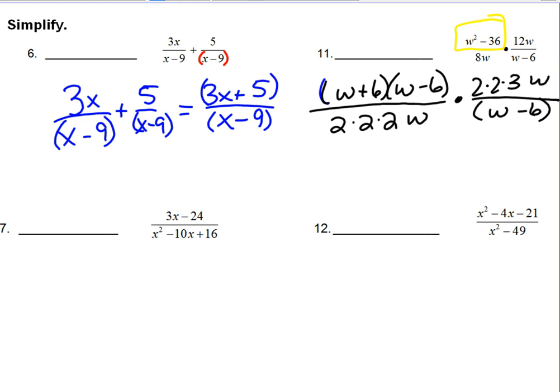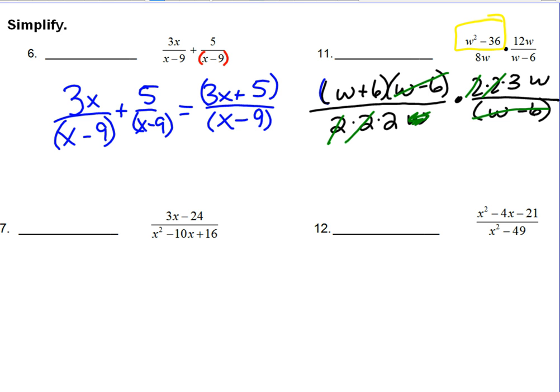Now this is my favorite part, because now you have all multiplication. There's nothing being added here, and that's an important part. There can't be anything added. Everything here is being multiplied. So if something is the same in the numerator and the denominator, it basically makes a 1. So w minus 6 divided by w minus 6 is 1, so I can get rid of it. I can reduce it out. Same thing with this 2 and a second 2.